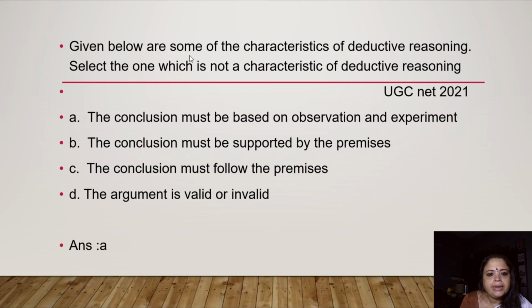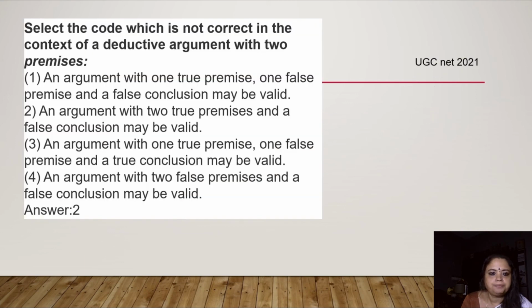Then given below are some of the characteristics of deductive reasoning. Select the one which is not a characteristic of deductive reasoning. Conclusion must be based on observation and experiment cannot be applied to deductive reasoning. So that is the answer. Answer is A. Conclusion must be supported by premises. True. Conclusion must follow premises. Yes. The argument is valid or invalid. Of course that is true.